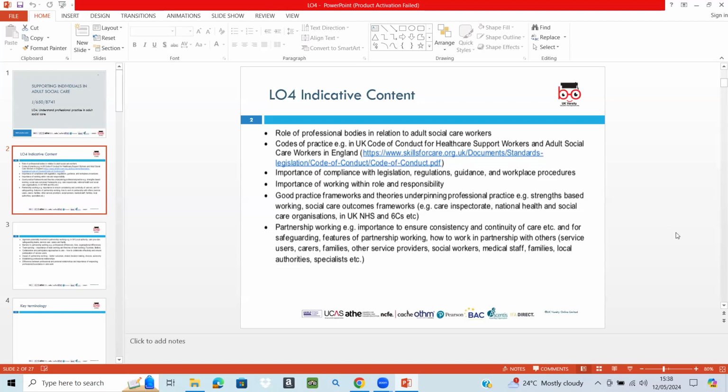Then we have partnership working, for example, the importance of ensuring consistency and continuity of care. For safeguarding, the features of partnership working: how to work in partnership with service users, carers, families, other providers, social workers, medical staff, local authorities, and specialists. In this point, we have already discussed the interdisciplinary and multidisciplinary team approach, so this point is related to that.